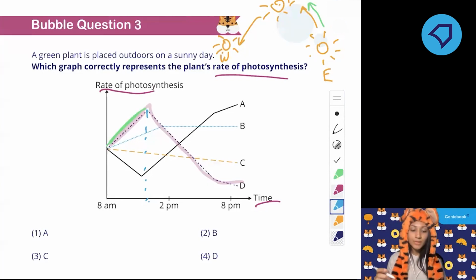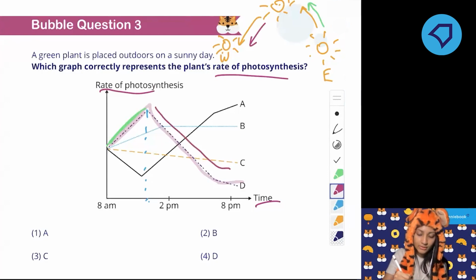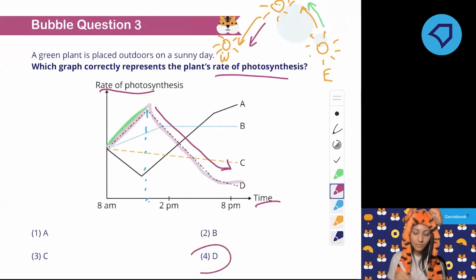If you have to come out at this time, you have to remember to use sunscreen to protect your skin. But after that, the sun will go down and start to set. So that's why you notice that it will decrease slowly until it reaches 8 p.m., which is nighttime, no more sunlight. So the plant's photosynthesis will be reduced drastically. The rate of photosynthesis will decrease. That's why the most accurate one will be option 4, D. Yes, good.